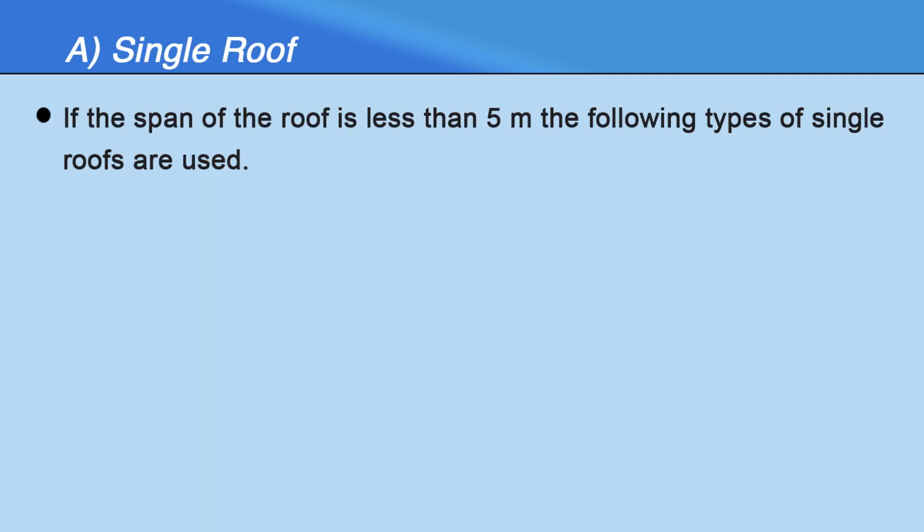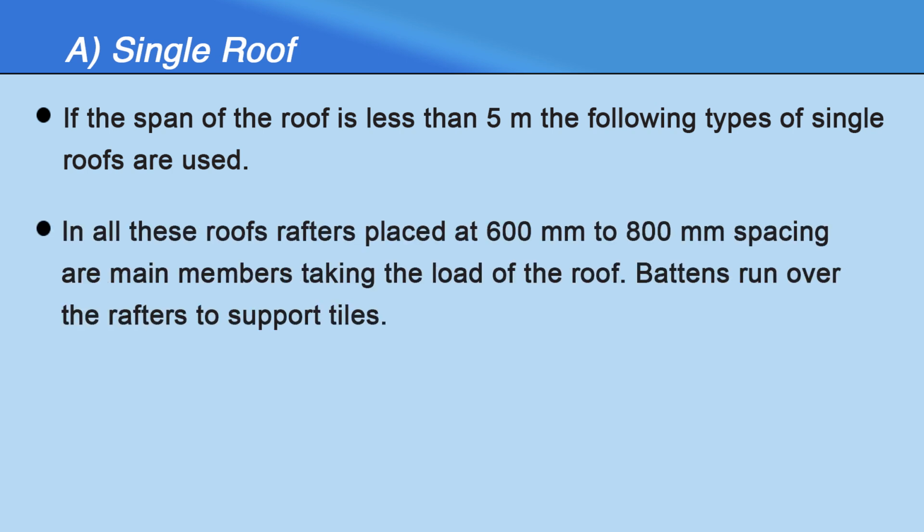Here is the single roof. If the span of a roof is less than 5 meters, the following types of single roof are used. In this roof, the rafters are placed at 60 mm to 80 mm spacing on the main member taking the load of the roof. Battens run over the rafters to support the tiles.